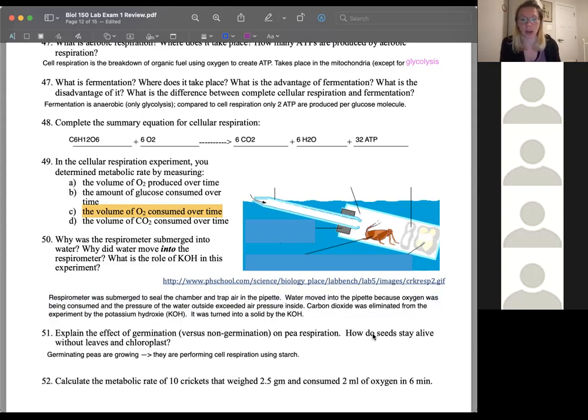And that is also how seeds stay alive without leaves and chloroplast, is that they're in a dormant state. And then once you give them the right conditions with moisture and warmth, then they will start to grow. And they do that using cell respiration.